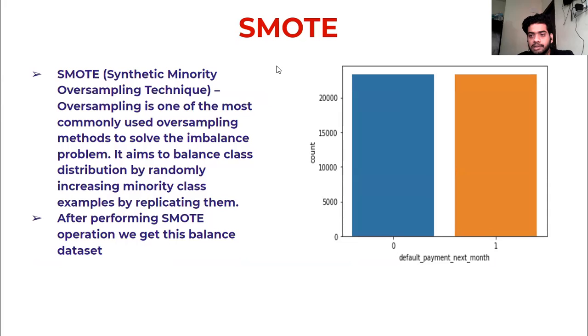For normalizing data, we use the SMOTE operation. SMOTE is basically the synthetic minority oversampling technique. This oversampling technique is one of the most commonly used oversampling methods to solve the imbalance problem. It aims to balance class distribution by randomly increasing minority class examples by replicating them. After performing SMOTE operation, we get this balanced data here.